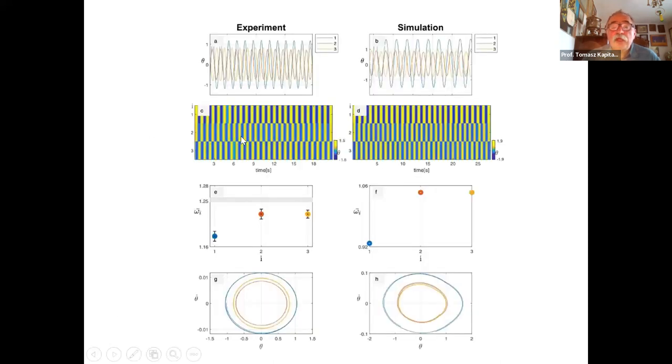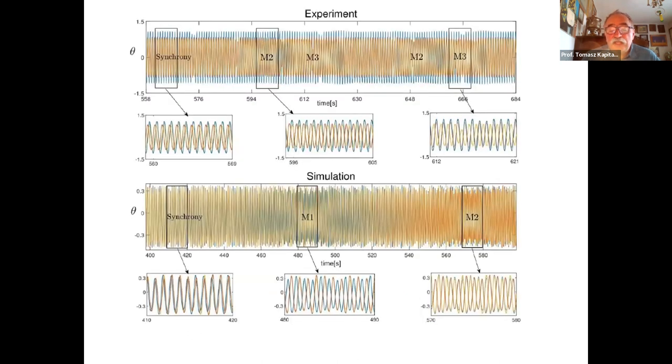For example, here you can see that some of them are synchronized, some of them are not synchronized. And I think mainly here you can see that the frequencies of two are the same, and of the third one are different. Okay, and we also showed that in this case, for this coupling, both in experiments and in simulations, the same type of phenomena can be observed.